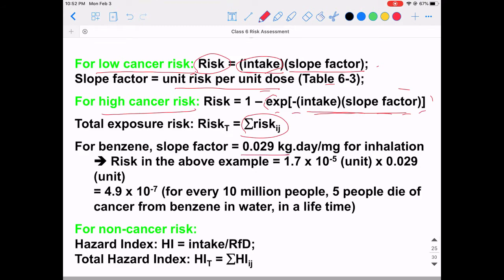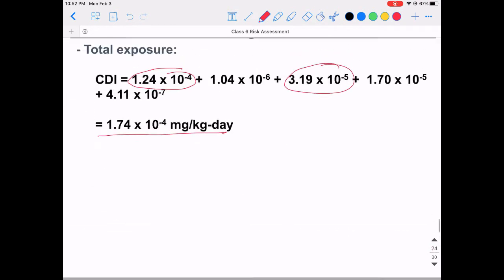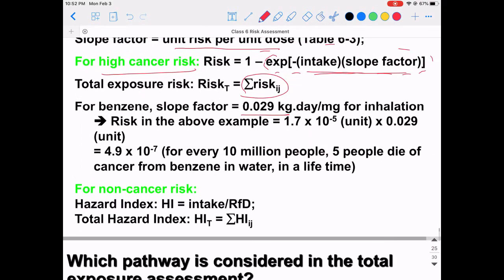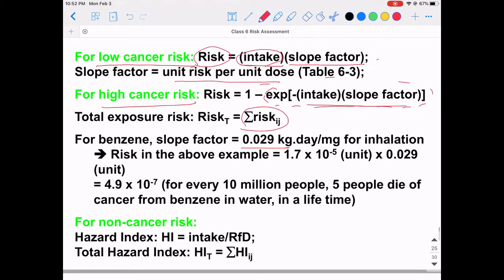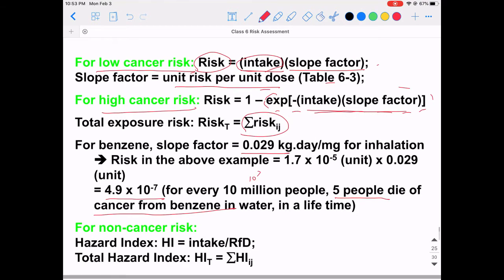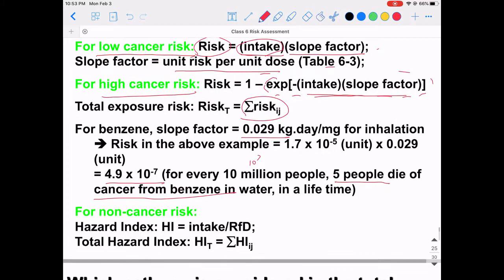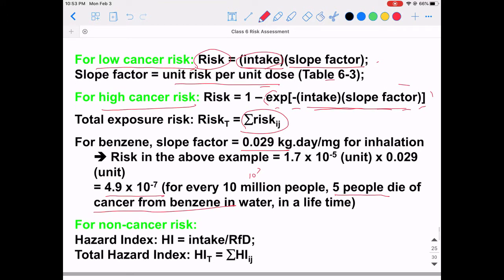And for benzene, the slope factor is 0.029 kilogram per day per milligram, right? So if you already have these calculations here, then you can multiply the CDI by this slope, and that's going to give us 4.9 multiplied by 10 to the minus 7. So what does this number mean? It means that for every 10 million people, which is 10 to the 7th number of people, just 5 people die of the cancer from benzene in a lifetime. So this is still a very small number here, all right?